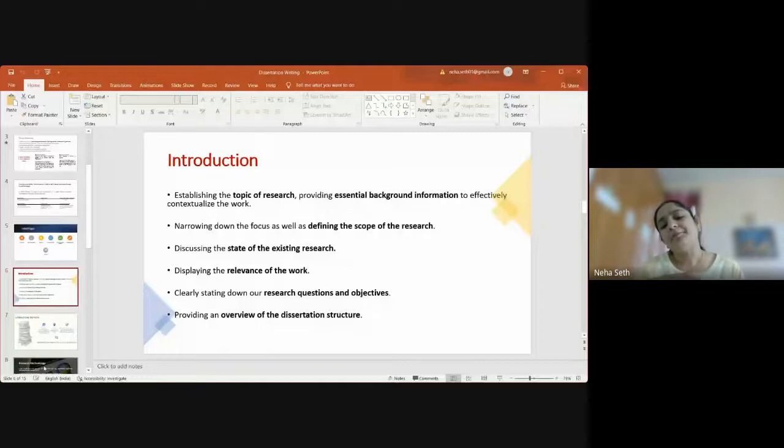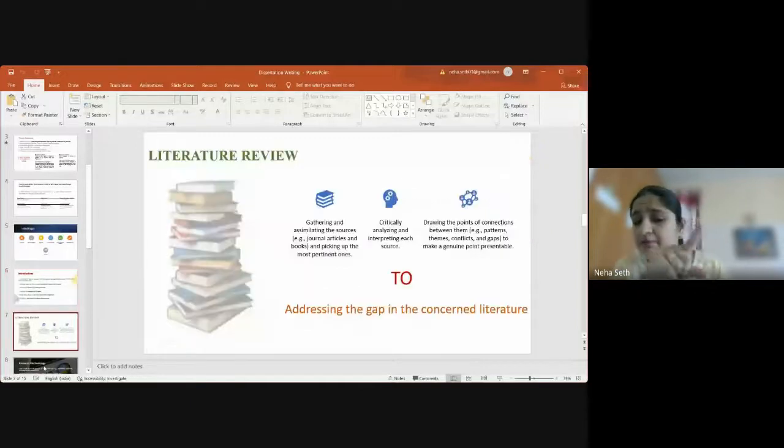Sometimes people divide this introduction into two parts, wherein they give the general introduction, and then in a second chapter they introduce their specific area. As far as my preference is concerned, I prefer to have one small introduction chapter. Moreover, people have a tendency to start their work with the introduction chapter. But what I guide my students, I always suggest them to write the introduction chapter in the end.